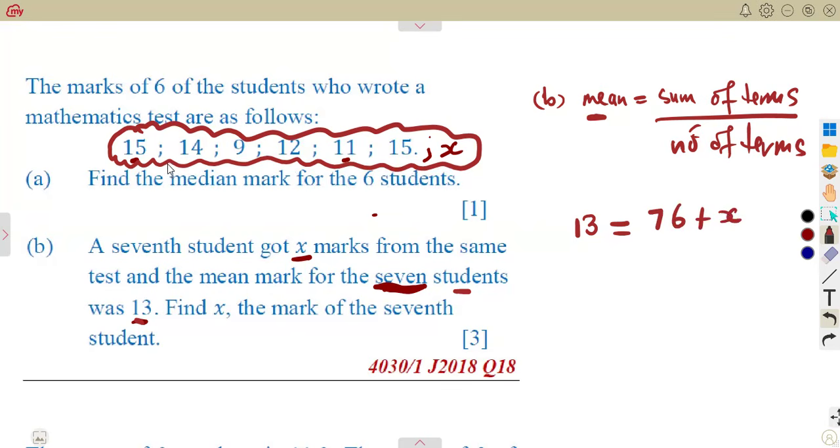So you add all these numbers: 15 plus 14 plus 9 plus 12 plus 11 plus 15, plus X also, over what? The number of terms. If X is involved, how many terms are there? 7. So that is the 7 there. What is it that you have formed? An equation that you are now supposed to solve for X.